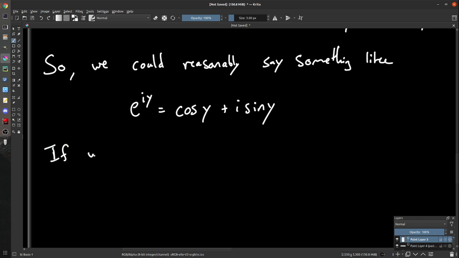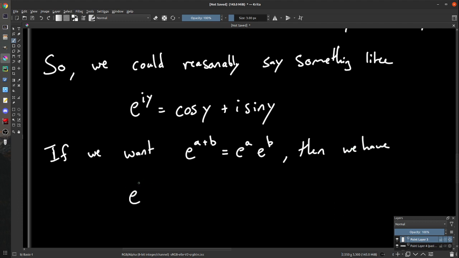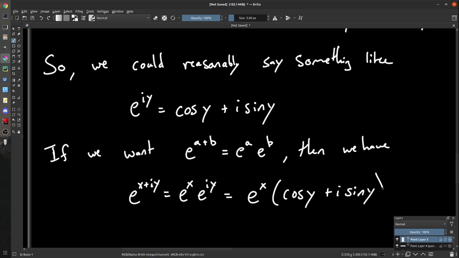And if we want e to the a plus b to equal, say, e to the a times e to the b, then we have e to the x plus iy equals, well, e to the x, e to the iy, and hey, wouldn't you know it, that's e to the x times cosine y plus i sine y. Hey.